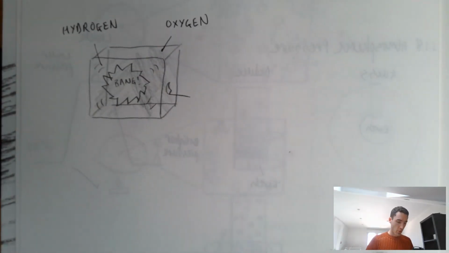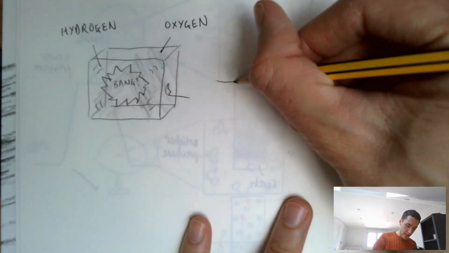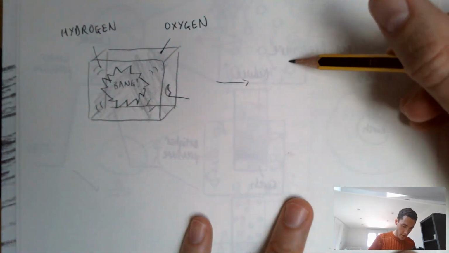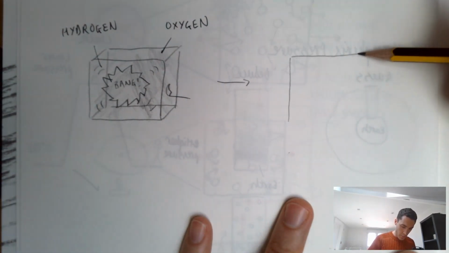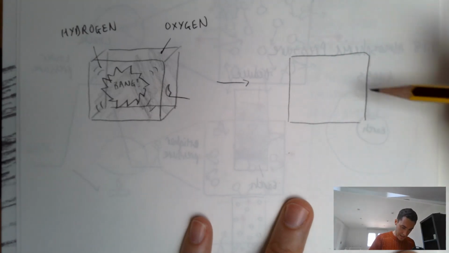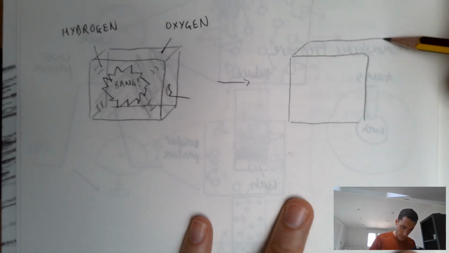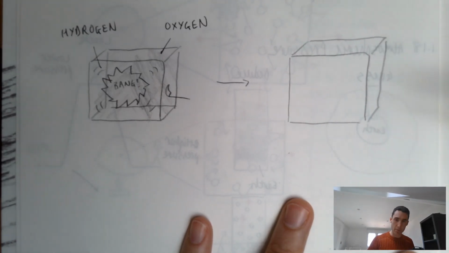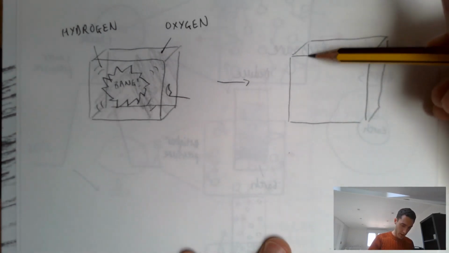But what happens next? That's what we're interested in as chemists. What happens next? What actually is going on here? If we take our box and imagine it's a glass box that we can see through, well, I wouldn't want to do this experiment in a glass box, but hopefully you get the idea.